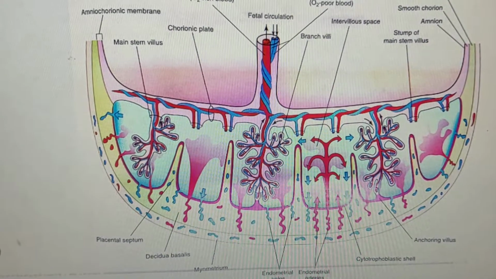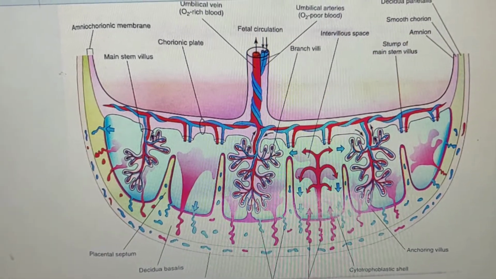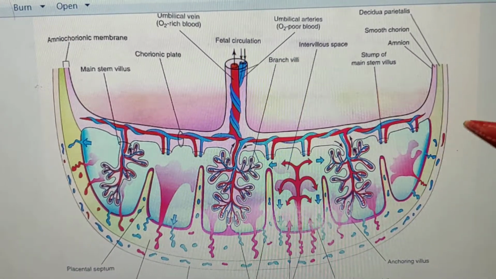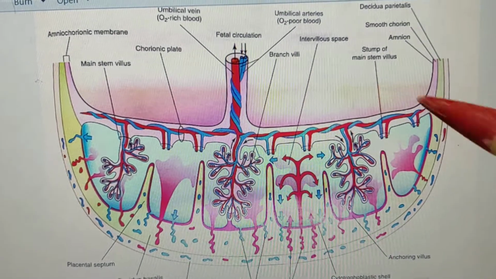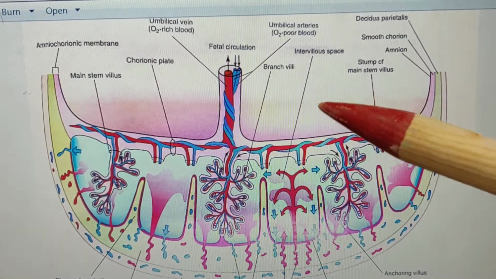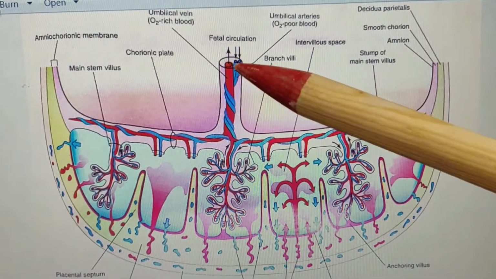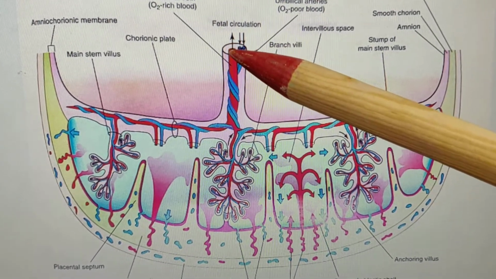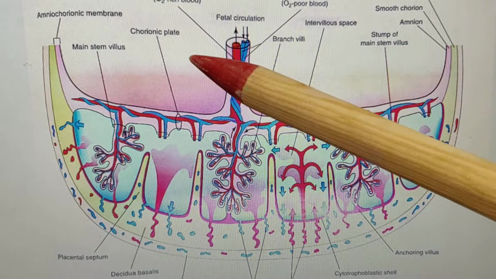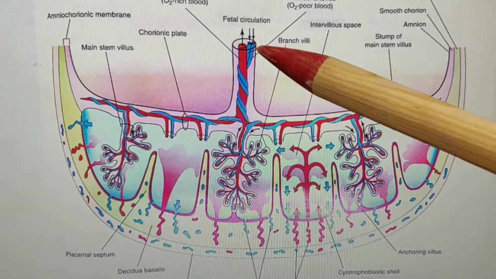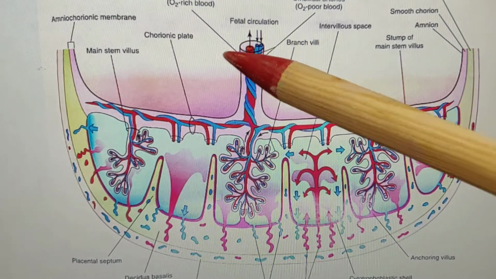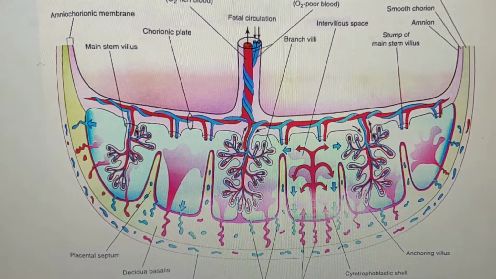Now as the development progresses, the two umbilical arteries remain throughout the development, while the right umbilical vein degenerates and disappears, and the umbilical cord has only one vein, that is the left umbilical vein. Means the umbilical cord has two umbilical arteries and one umbilical vein. It is frequently asked in the examination.